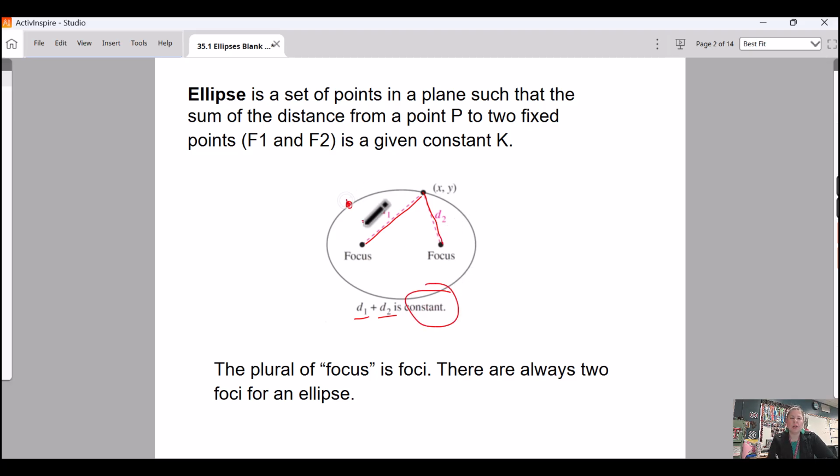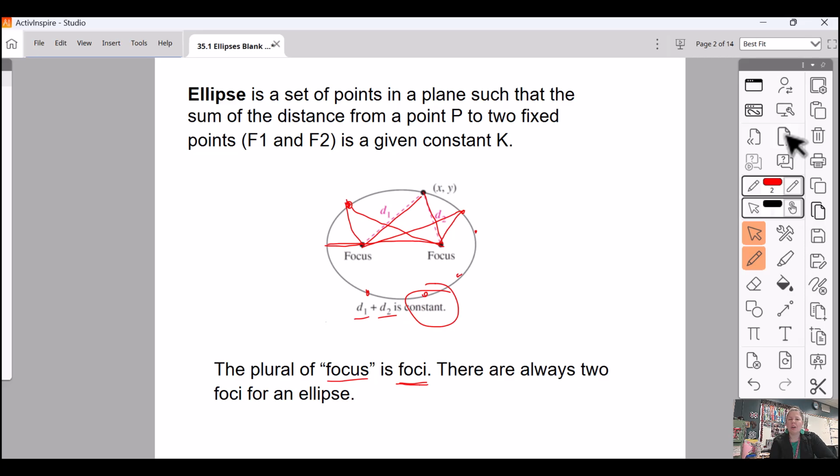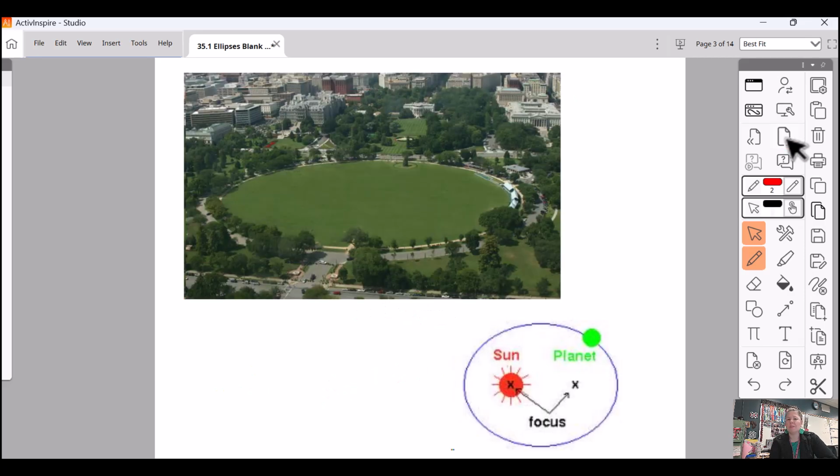Whether I pick this point over here and add those two distances, that's still going to be the same number. If I go from here and then back to the other focus point, that is also going to be the same distance. So for all the points along the edge, it doesn't matter where I go: focus point to the edge to focus point, it's always going to be the same distance. Sometimes you'll see foci, so focus and foci. Foci is just the plural form of that, and there are always two foci, or two focus points, for the ellipse.